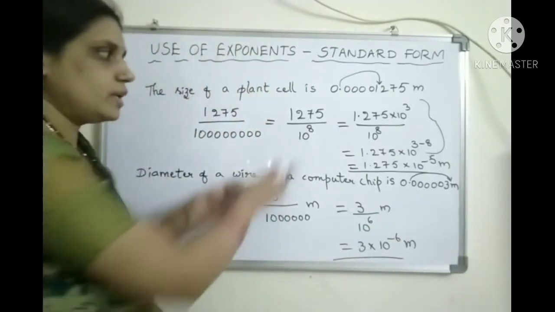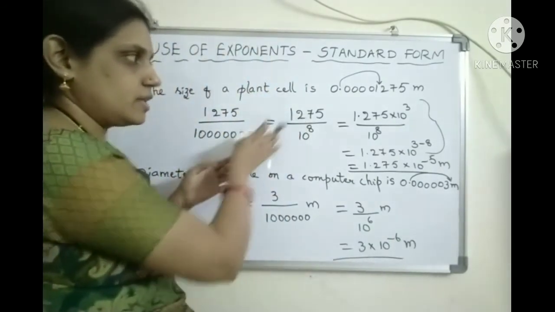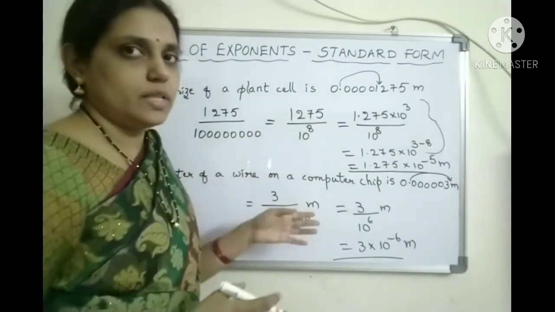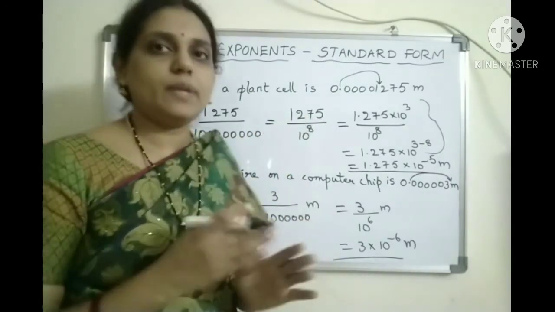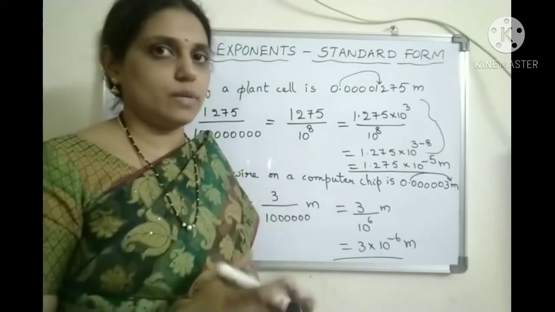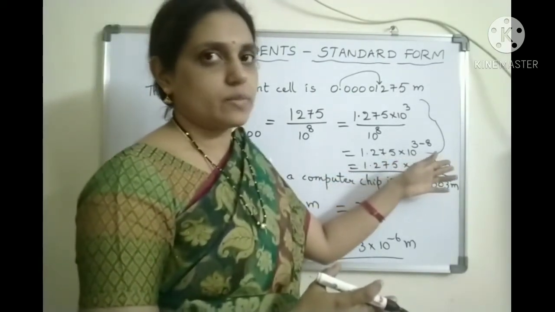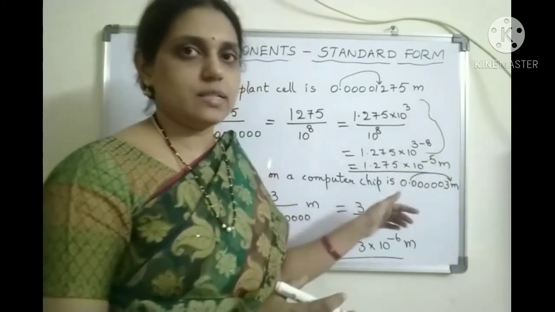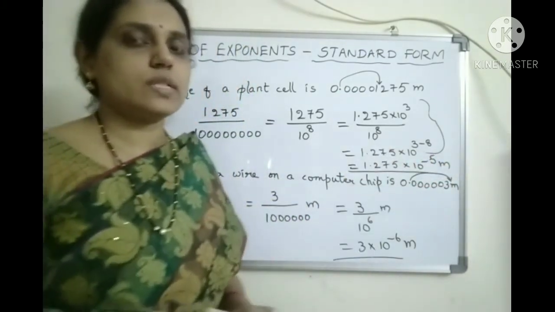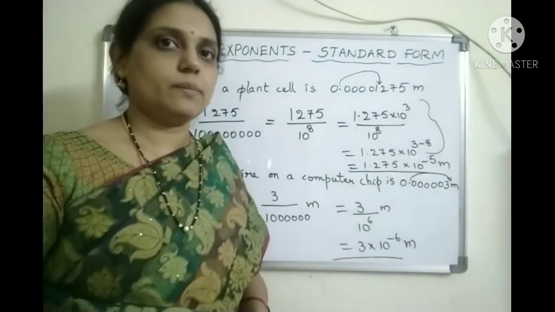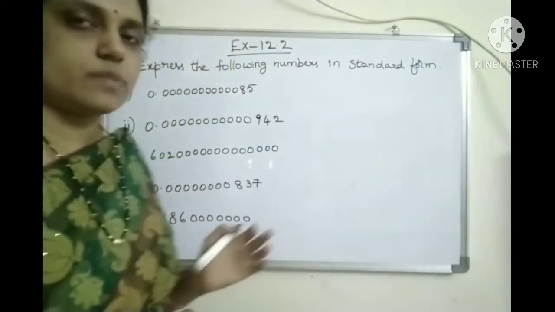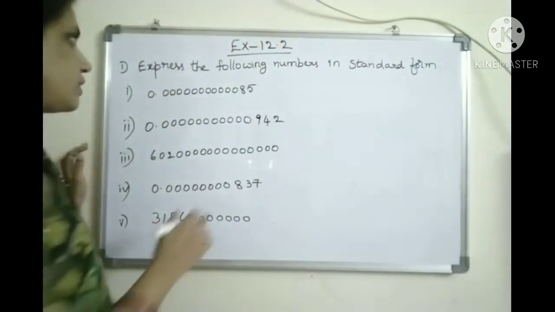So instead of writing as a fraction and then the exponent, we need not do all these. Just see how many places you are moving the decimal, and write that as the negative exponent. That's it. It's very easy. If you understand, we will do more sums from the exercise. Okay, a few sums we do from exercise 1.2.